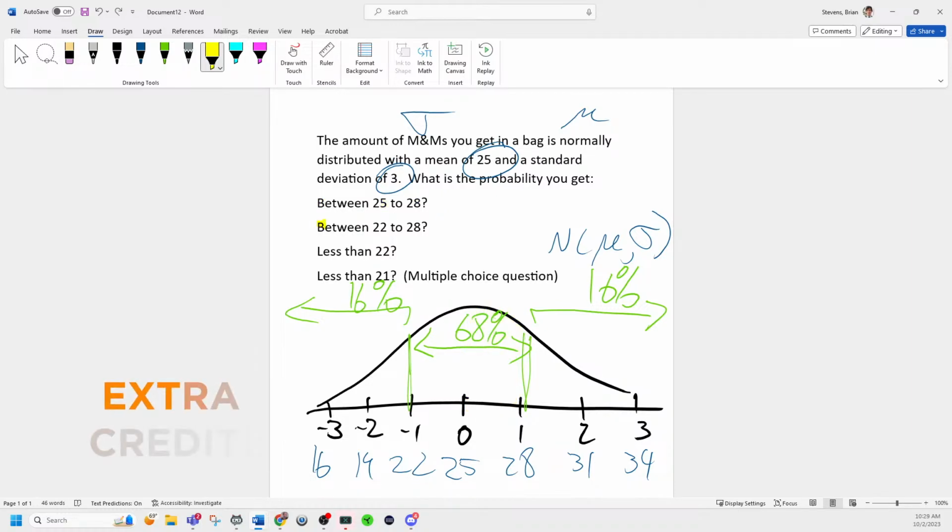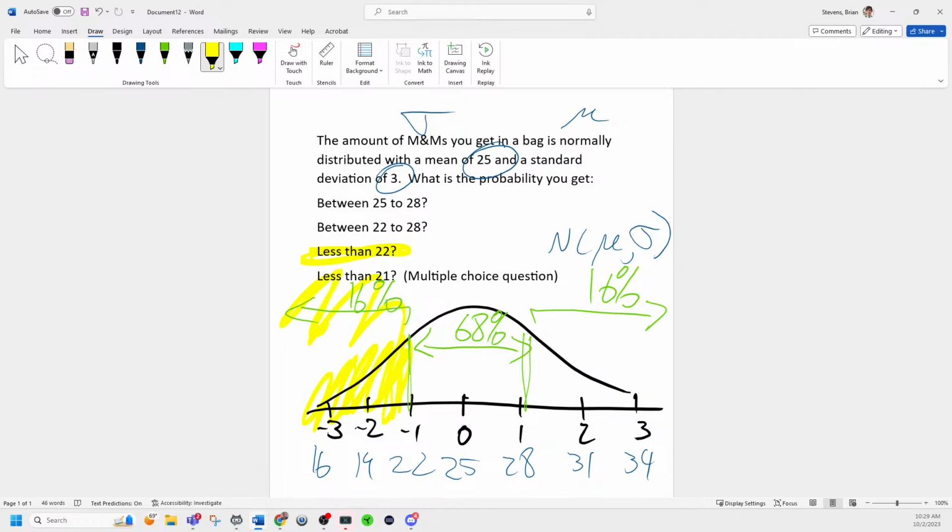So that's the first one. Between is literally the between right there. If you notice the numbers down here, it's the literal between plus or minus 1 standard deviation. So that is literally between. And this one right here, the less than 22, is going to be this right here.